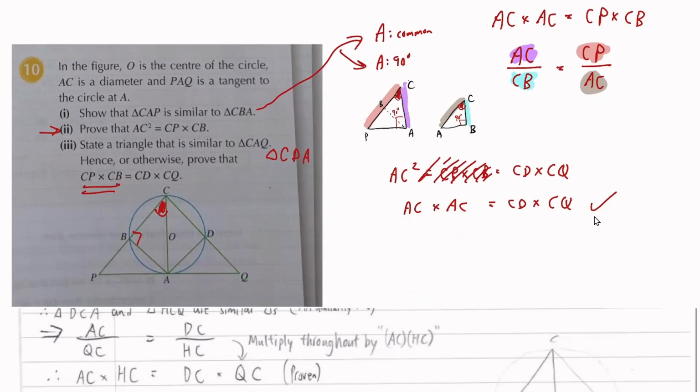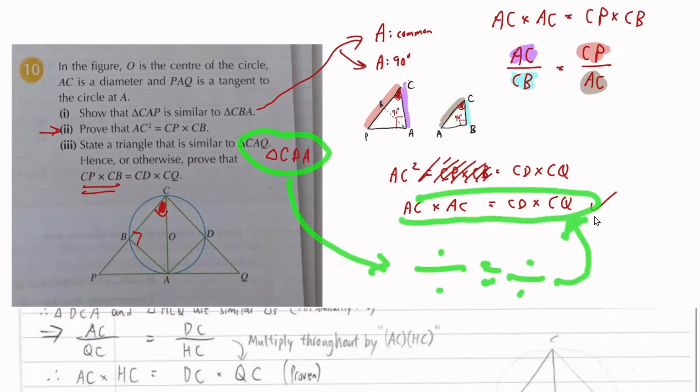So you start with the similar triangles first. You can prove it using a similarity test. Then you form that fraction equals to the fraction. Then from the fraction equal to fraction, you cross multiply, you get AC times AC equal to CD times CQ, which means that AC squared equals CD times CQ. But you recall from part 2 that AC squared is CP times CB. So you can substitute the AC squared on the left-hand side with CP times CB, equal to CD times CQ. And then you have proven the question.